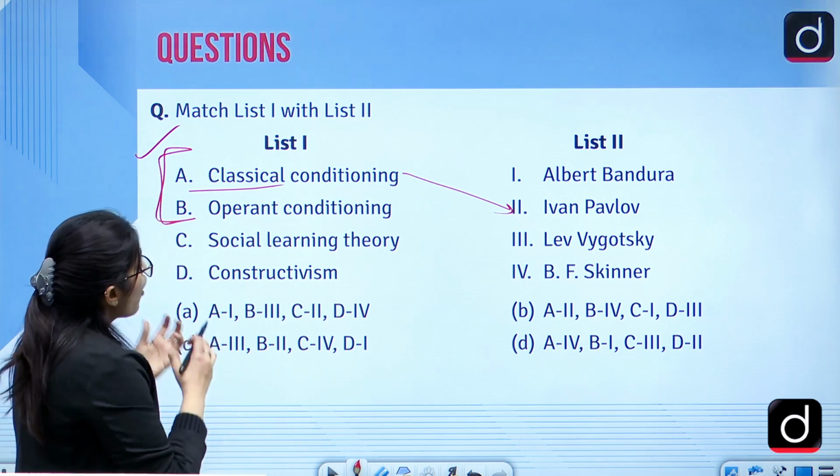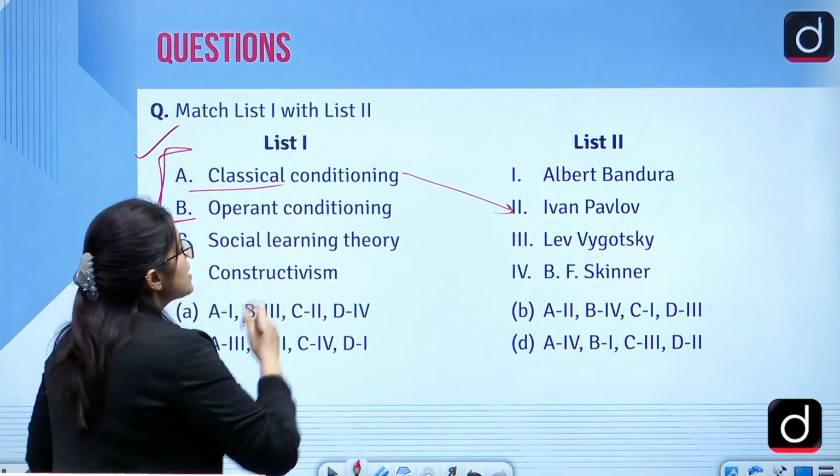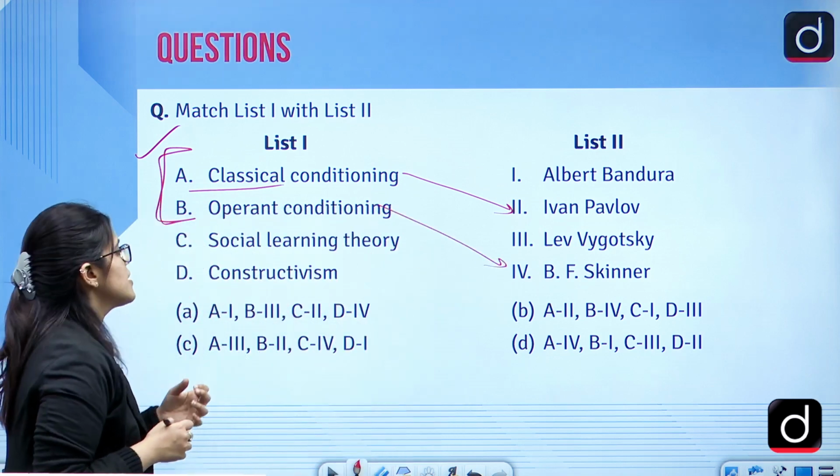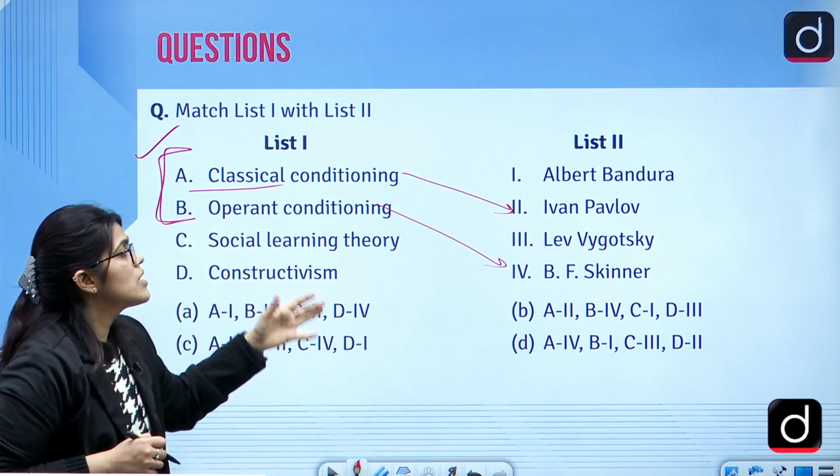Then we have operant conditioning, and operant conditioning is B.F. Skinner. Skinner is the one who talked about operant conditioning. Then we have the social learning theory.